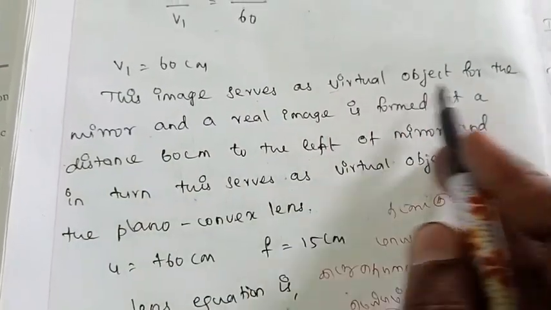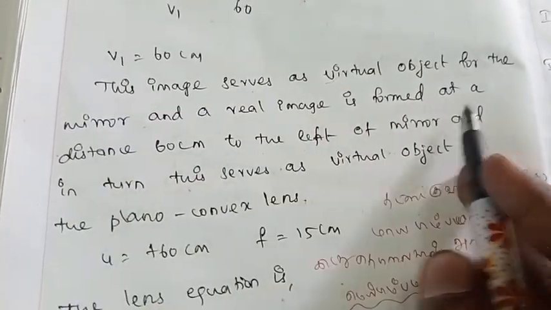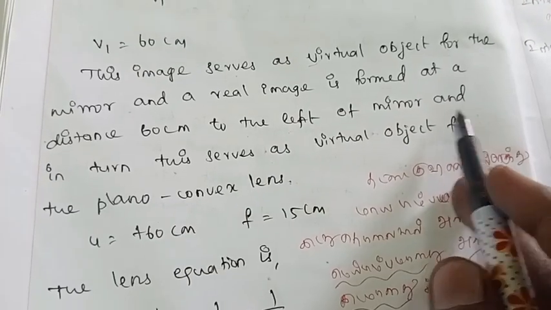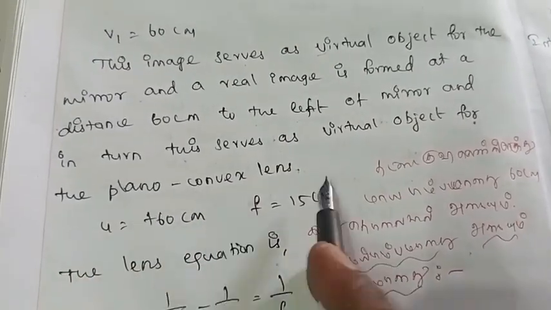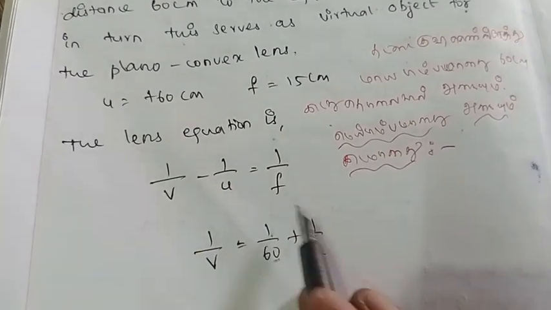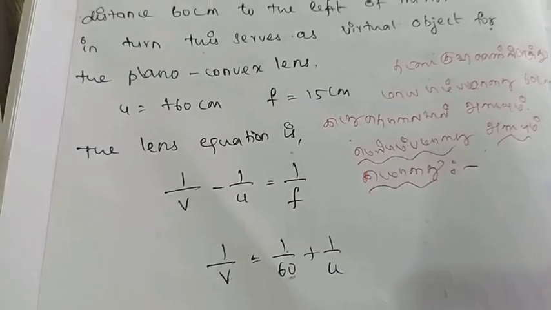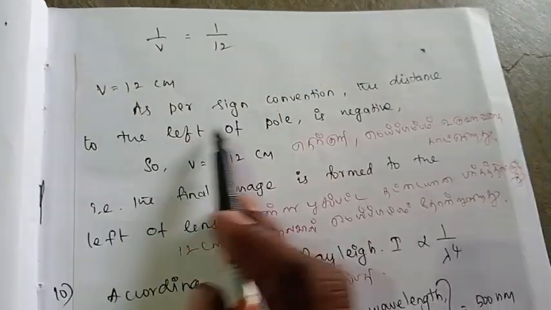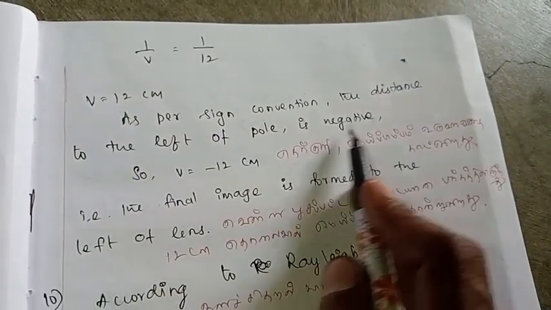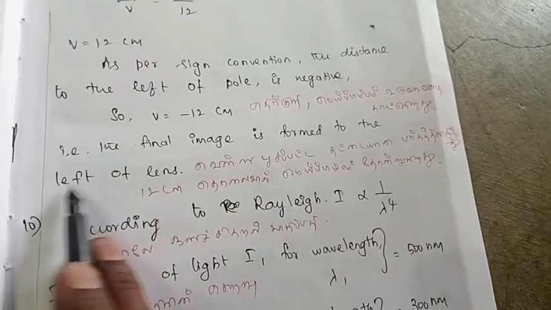This image serves as a virtual object for the mirror, and a real image is formed at a distance of 60 cm to the left of the mirror, which in turn serves as a virtual object for the plano-convex lens. So u is equal to plus 60 cm, focal length is equal to 15 cm. The lens equation is 1 by v minus 1 by u is equal to 1 by f. So 1 by v is equal to 1 by 60 plus 1 by 15, so 1 by v is equal to 1 by 12, that means v is equal to 12. As per the sign convention, the distance to the left side of the pole is negative, so v is equal to minus 12 cm. So the final image is formed to the left of the lens.